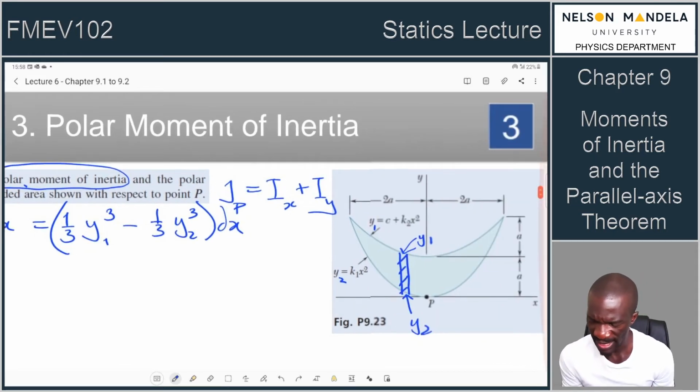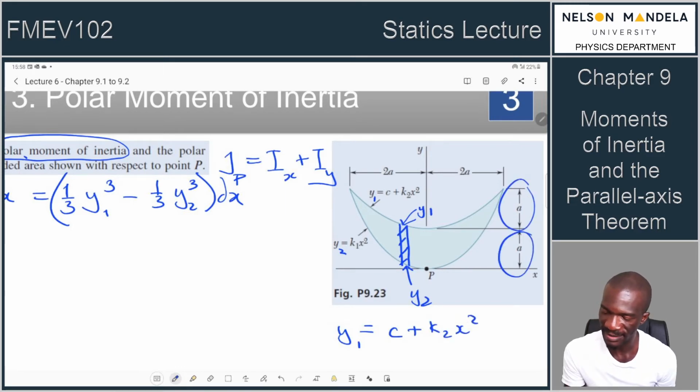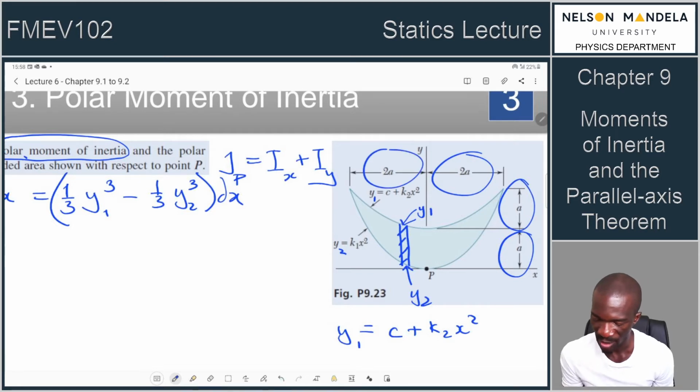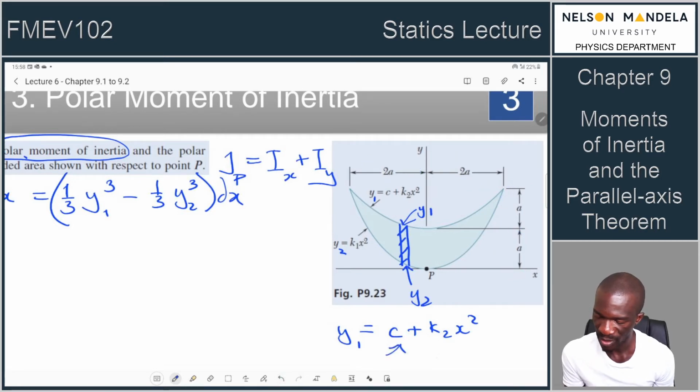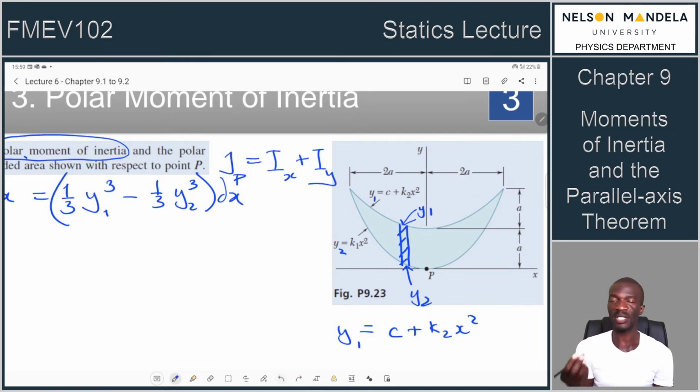So what are y1 and y2? We know that y1 is simply equal to c plus k2 x squared. I suggest that if you have all these parameters, use your algebra and graphical techniques to convert these extra constants into the given variables for these sides, a. In other words, we want to know what c is in terms of a, and what k2 is in terms of a.